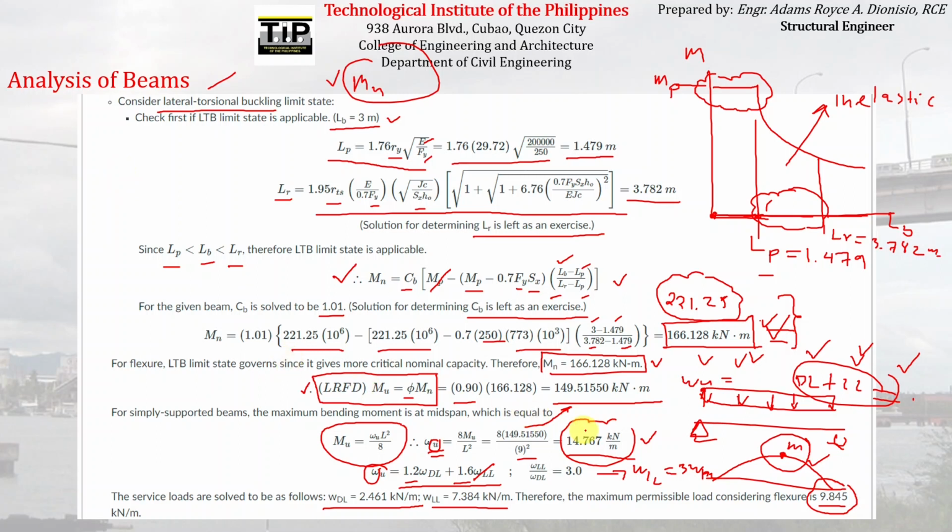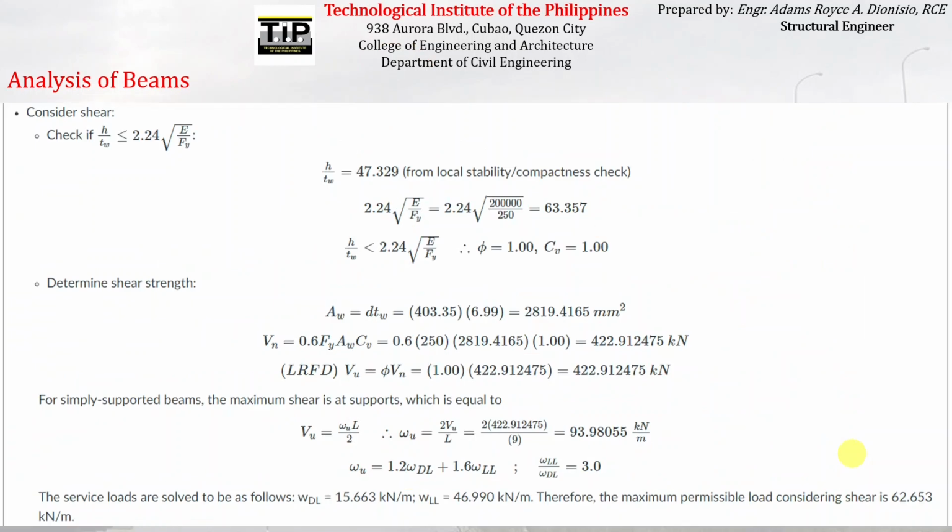Okay, so we just have finished the checking with respect to flexure. So we still have to check the capacity of the beam in resisting shear. We also have to check its capacity in resisting shear in addition to its capacity in resisting flexural stresses. So we have to compute the corresponding dead load and live load that will produce a shear force that will not exceed the allowable stresses specified by the code.